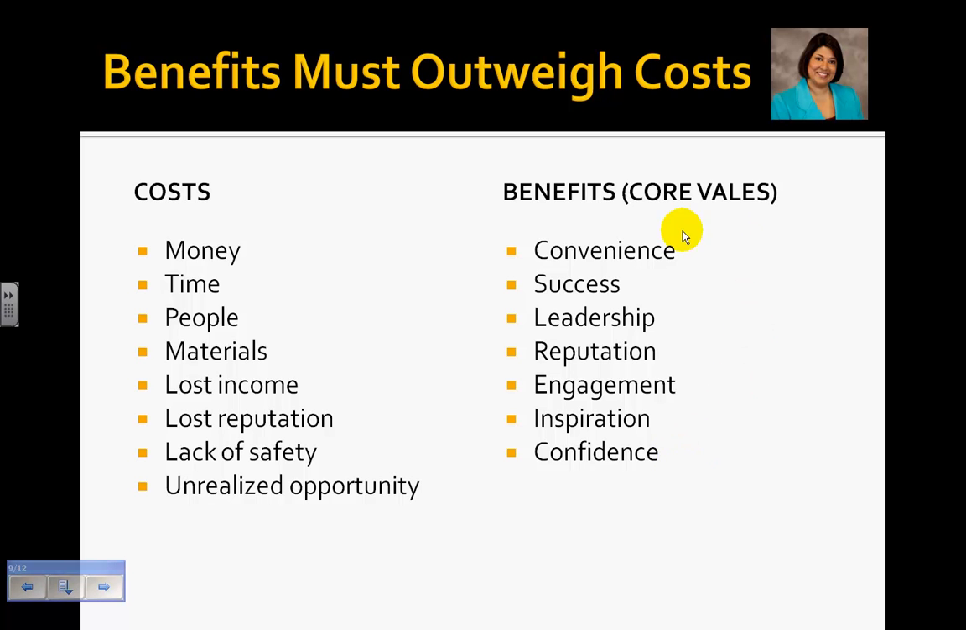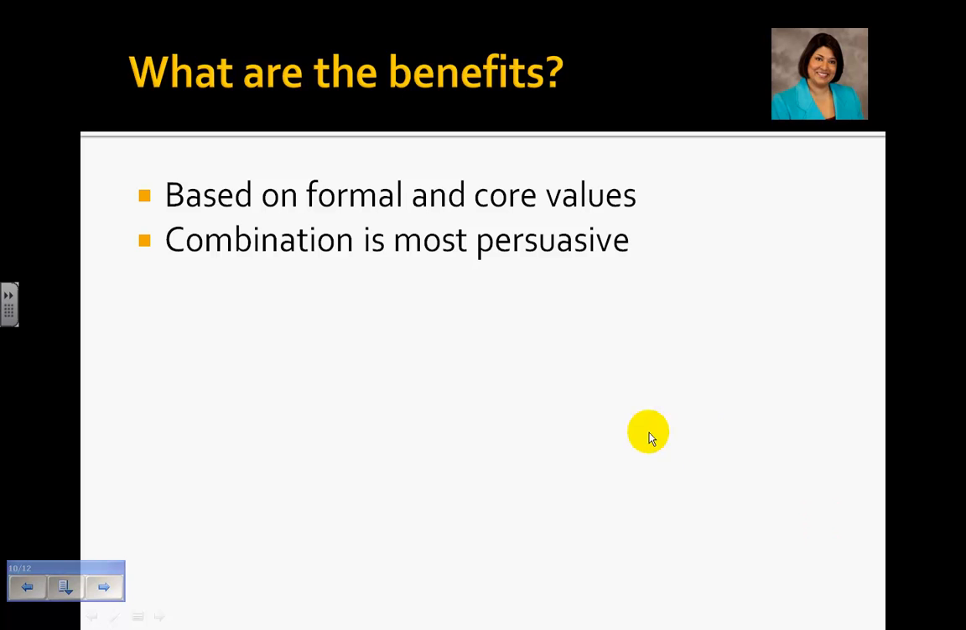Now you'll notice these are the types of benefits that the best advertisements on TV start to focus on. They won't just say, no payments until 2013. They want to build on your confidence that your payments, don't worry about them until 2013. You can focus on other things. So this combination of formal and core values is the most persuasive in your benefit statement.